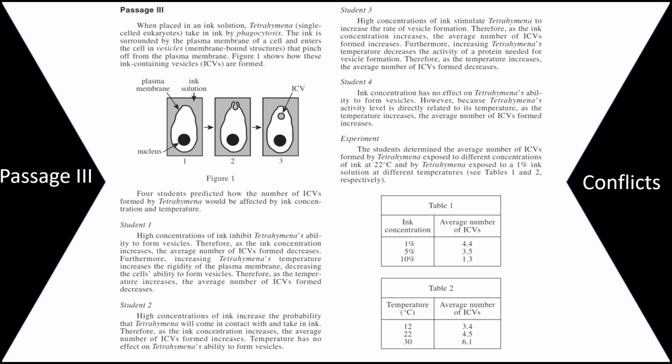This is passage 3. It's the conflicts passage. We know it's conflicts because it says student 1, student 2, student 3, student 4. These are going to say student or scientist. It might say hypothesis or method. There's only one conflicts passage per ACT science test.